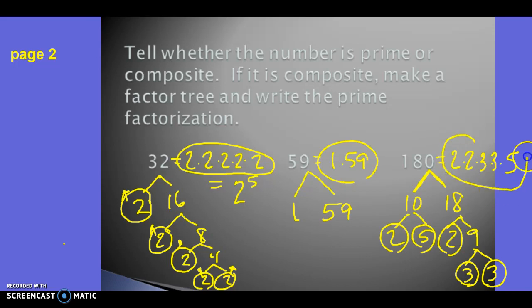Again, I would recommend you putting it in your calculator to check it. And again, remember on IXL, they will want you to write it like this: 2 squared times 3 squared times 5, because there are 2 2's, 2 3's, and 1 5.